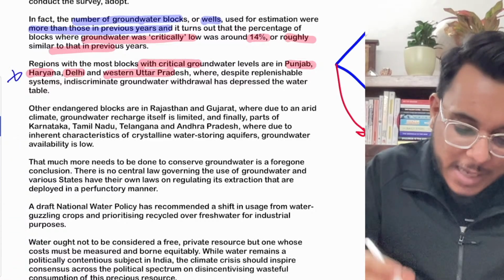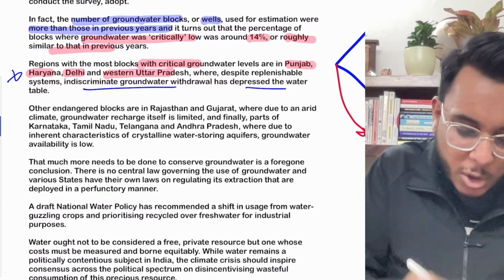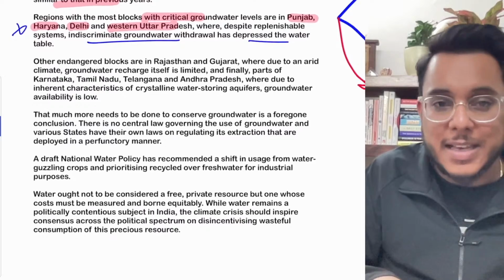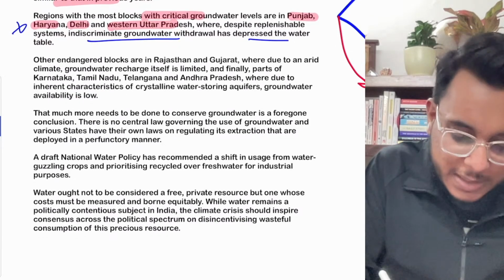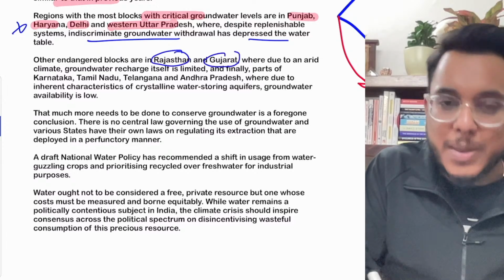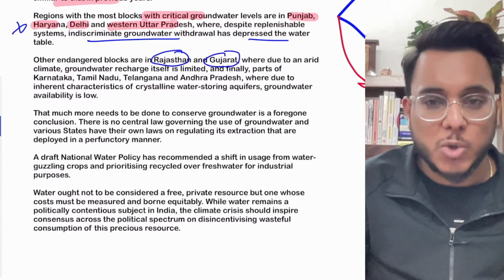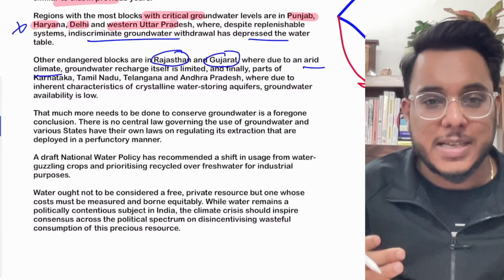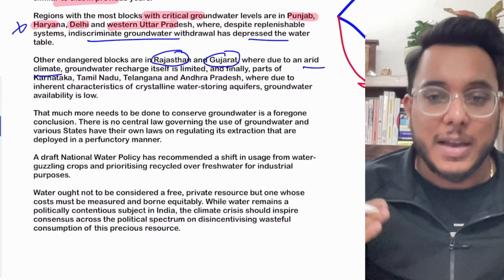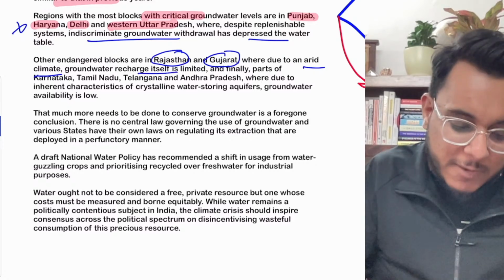So that is something that is happening. Indiscriminate groundwater withdrawal has had an impact. After that, there are other endangered blocks where the water is very low. They are in Rajasthan and Gujarat. But in Rajasthan and Gujarat, the groundwater is low because of the arid climate condition. Rainfall is less, the climatic condition is poor, and groundwater recharge is itself limited.